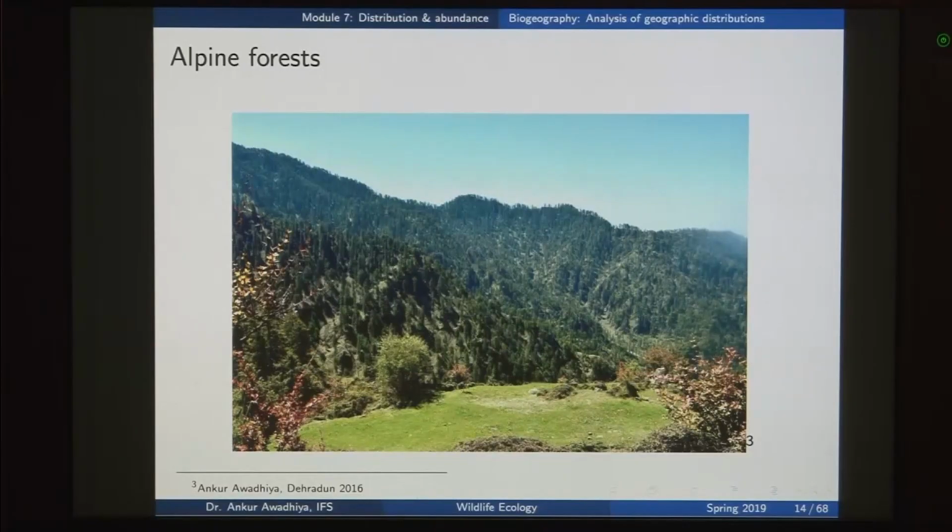Now, when we are talking about these meadows and these forests, there would also be very specific animal species that are found in these areas. So, for instance, in the case of Uttarakhand, you will also find species like the pika. Now, pika is a very small mouse species that is only found in this area.